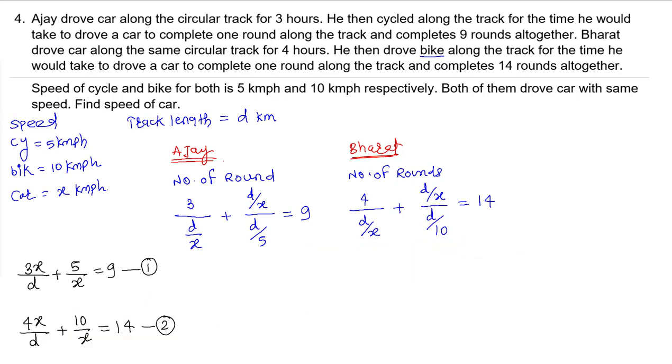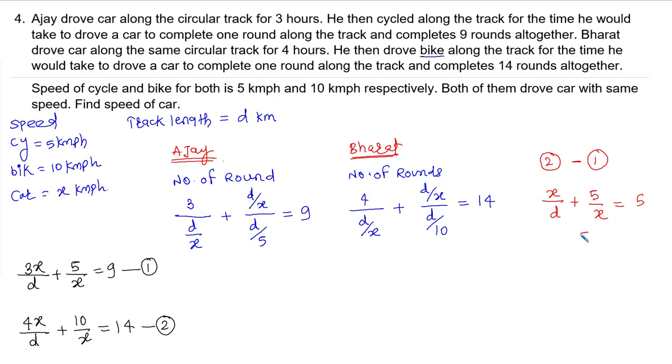So now what we will do here is, let's do equation number 2 minus equation number 1. On the left hand side you will get 4x by d minus 3x by d, that is equal to x divided by d. 10 by x minus 5 by x is equal to 5 divided by x is equal to 14 minus 9, that is equal to 5.